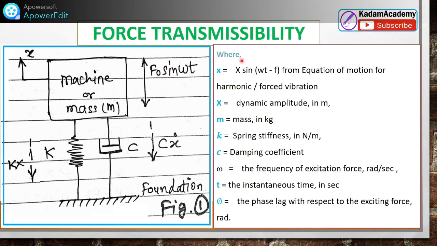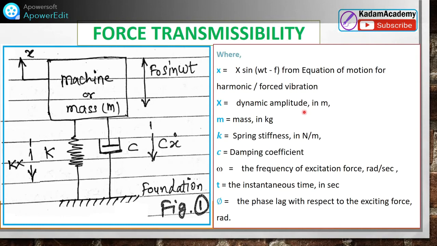It's a very simple concept. Here is some terminology for studying the force transmissibility. I have given small x, the equation we use for simple harmonic motion: capital X, the amplitude, into sin omega t minus phi. It's phi, okay, not F. You can derive the equation of motion for the harmonic forced vibration using this harmonic equation. And here capital X is the dynamic amplitude in meters.